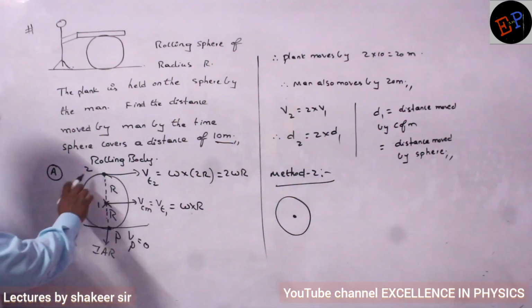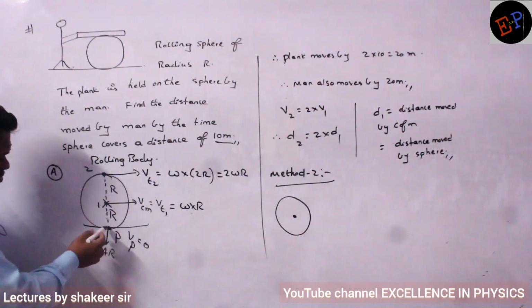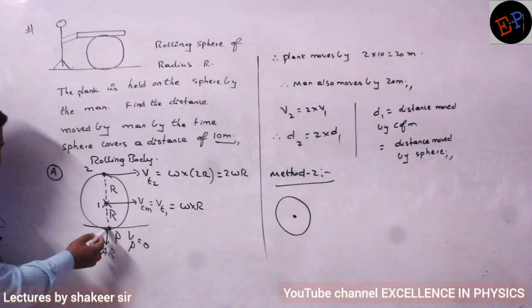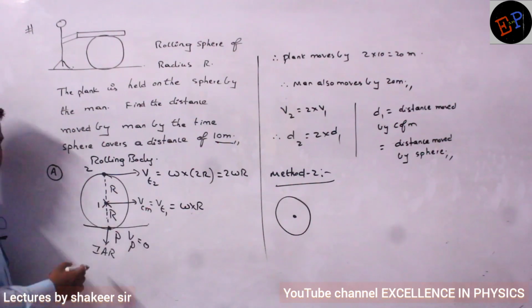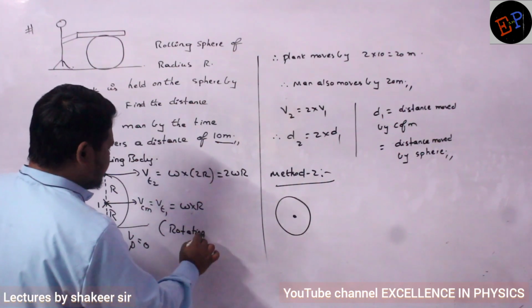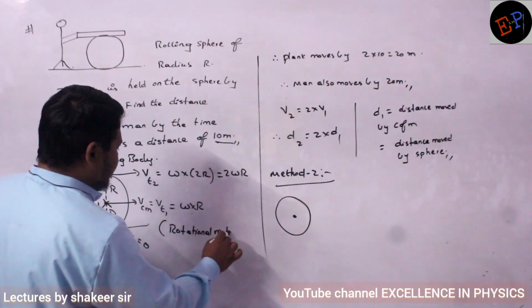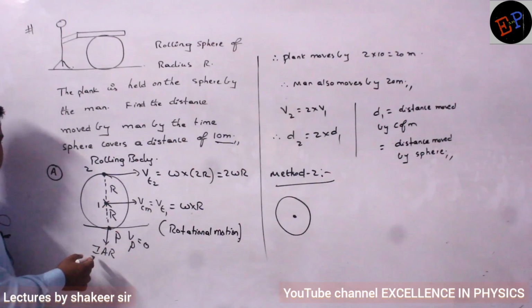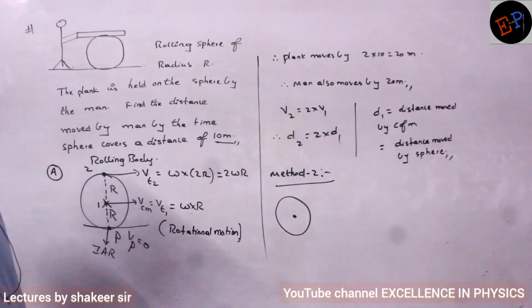In the first case, method number 1, I have taken this point to be my axis of rotation. So then the body has only which kind of motion? The body has only rotational motion. Understood, no? When I take the instantaneous axis of rotation at the point which is in contact with the ground, then the body has only rotational motion.